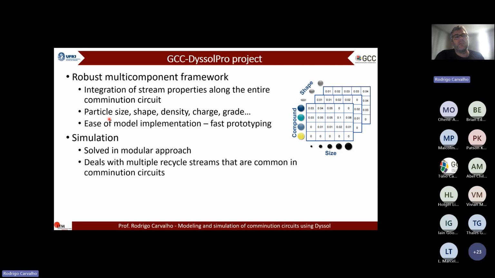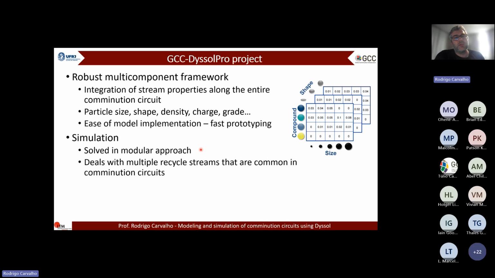So properties such as particle size and shape, the density, just like in the example that I showed in this presentation, charge, gradient, all of the properties that you can think of regarding ores. There's this ease of model implementation. We can fast prototype models in this platform. Regarding the simulation, it solves in a modular approach.